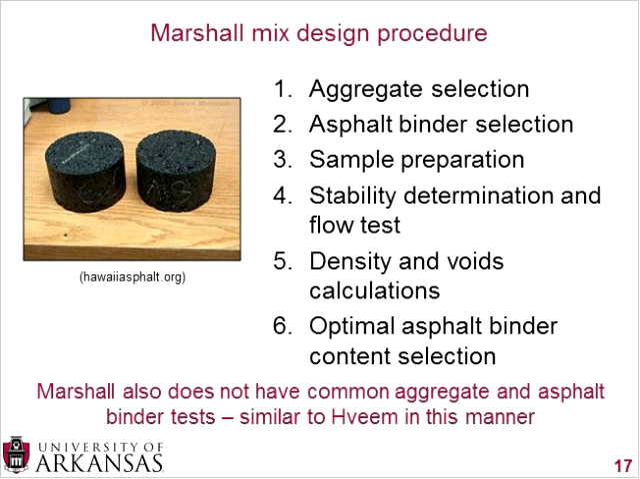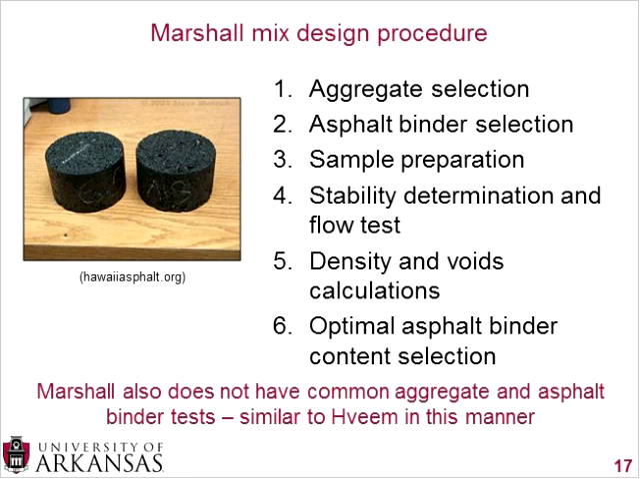Now for the Marshall mix design procedure, we'll see these 6 steps again. It's very similar. You start with your aggregate and binder selection, you prepare your samples, and then you have a stability determination and a flow test. So we're no longer using the stabilometer and cohesiometer, we're instead using your stability and flow numbers. You calculate your density and void calculations, and then finally you pick your optimal asphalt binder content.